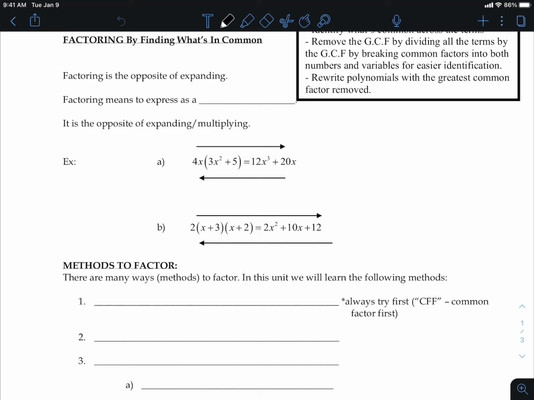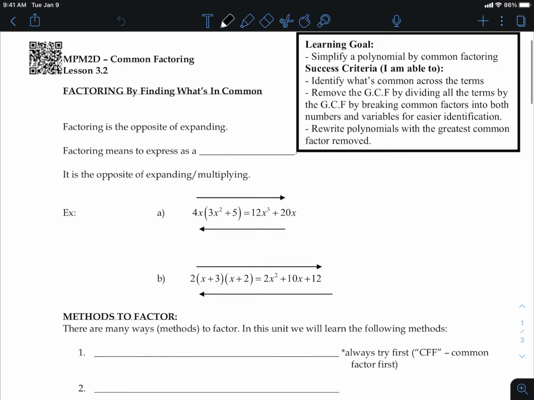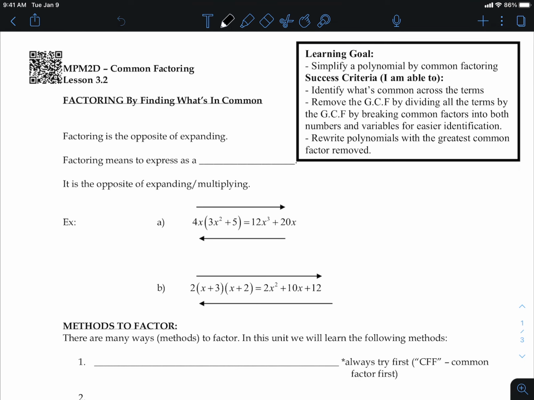Okay, so if we take a look here, the goal of this is to be able to simplify polynomials by common factoring. What you're going to learn today: we did expansion, and I'll give you more time to work on some expansion, but what we're going to do now is the opposite of expansion. So Aiden, you asked about multiplying the 12 in. What we're going to do now is take the 12 out.